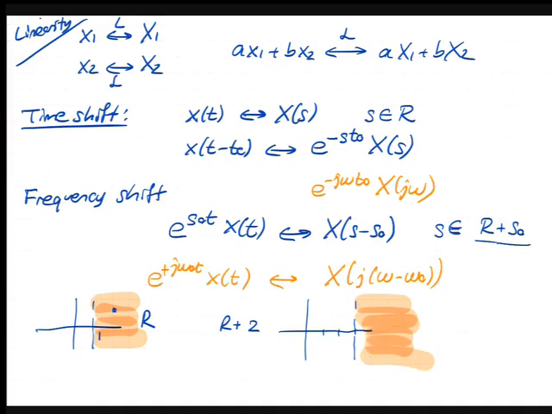So R plus 2 looks like this. It's a funny notation, you know, a set plus a number, but that really means you add that number to every element of the set. Therefore, the whole set shifts to the right by 2. To the right because 2 is a real number, and you move sideways, not vertically.